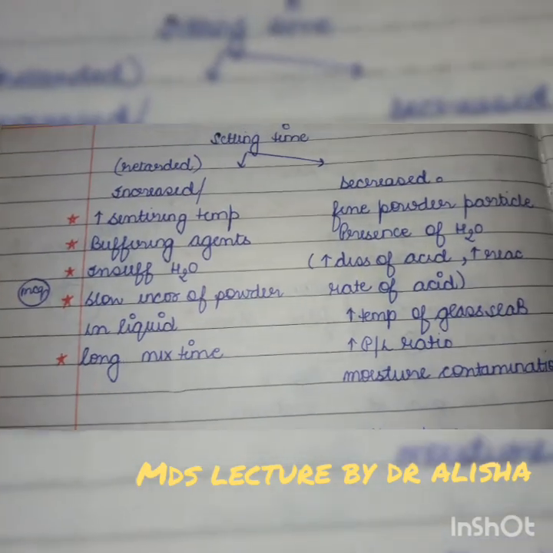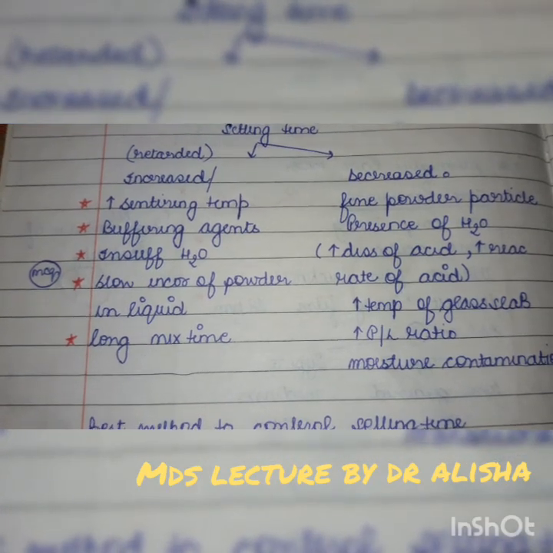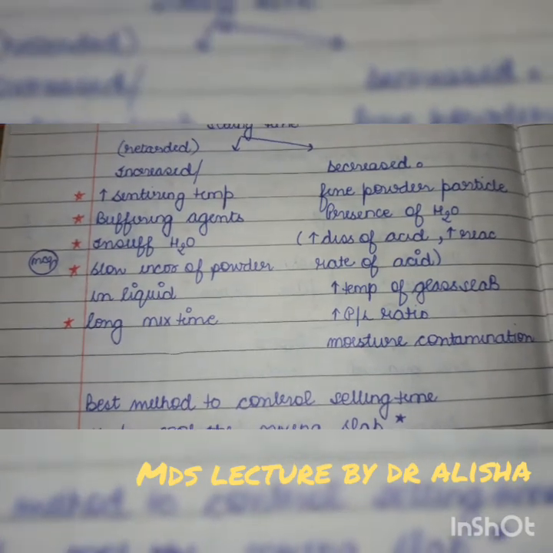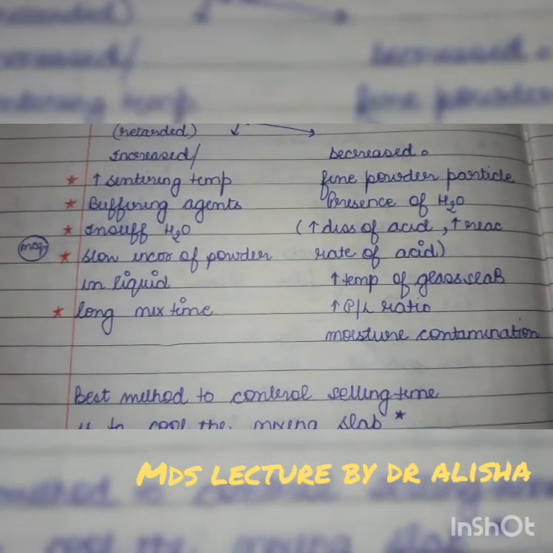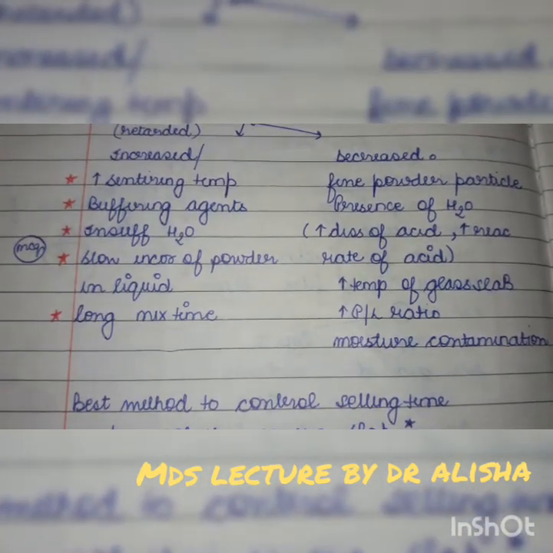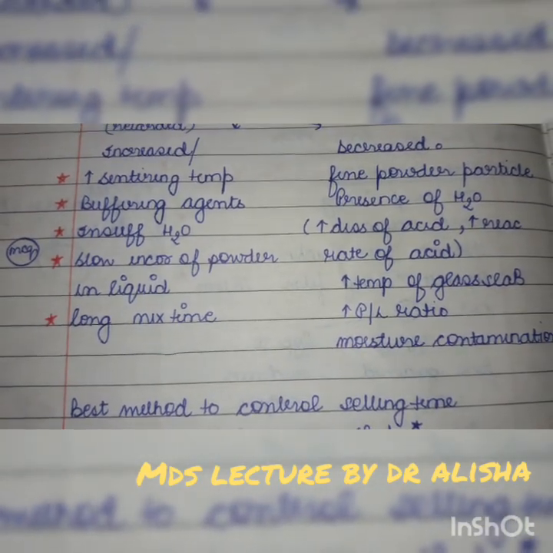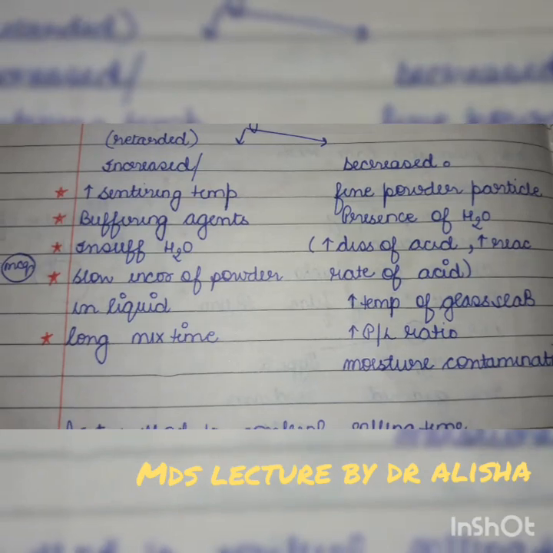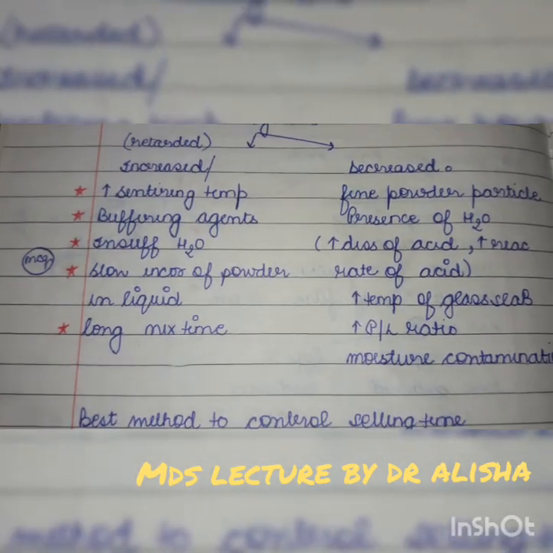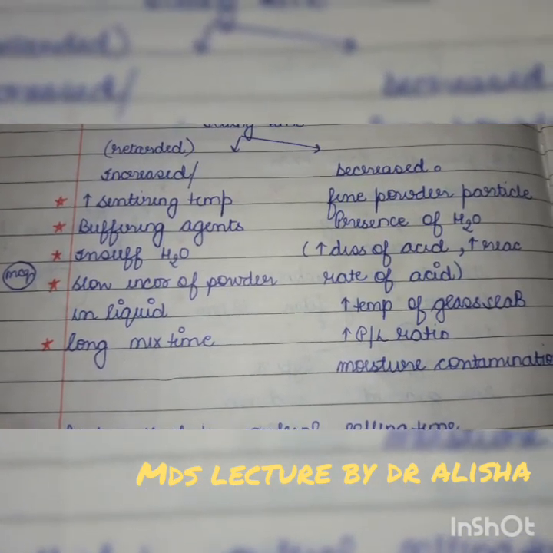The setting time of the zinc phosphate, we can increase it and we can decrease it depending upon certain conditions. And in the previous years, some of the MCQs have come from this topic. So do give a good reading to this. All right. So if we increase the sintering temperature of the powder, the setting time can be increased. And the buffering agents also affect the setting time of the zinc phosphate.